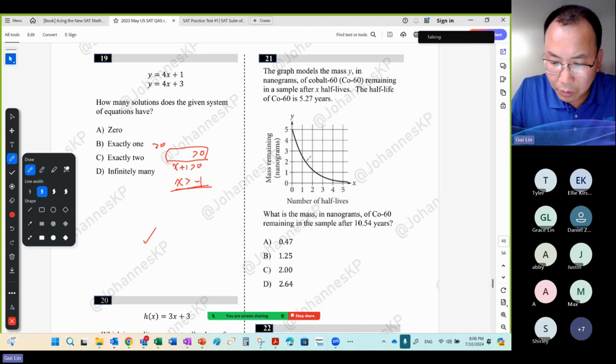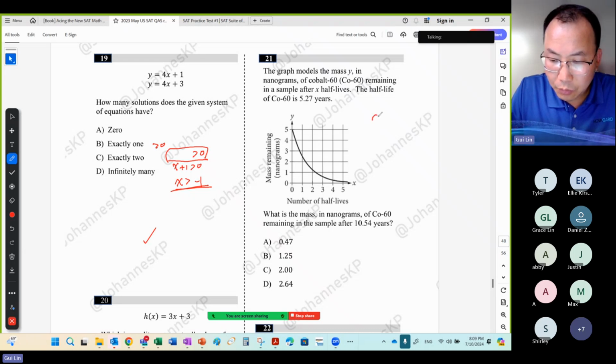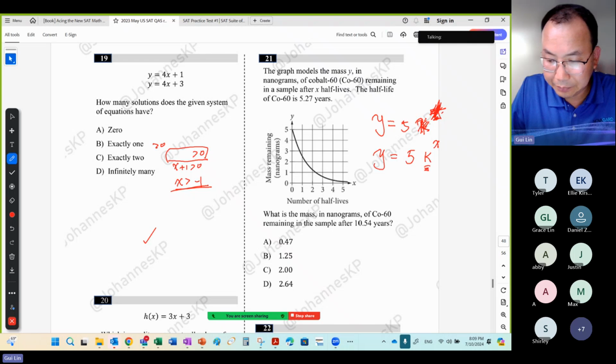This graph is not a linear line, right? So it's an exponential graph. The initial value is 5. So when t equals 0, y equals 5. I'm sorry, here it should be a k number raised to the power of x. So let me rewrite here: it should be k, and this should be x. We don't know this number yet, but from the beginning, when x equals 0, y equals 5.